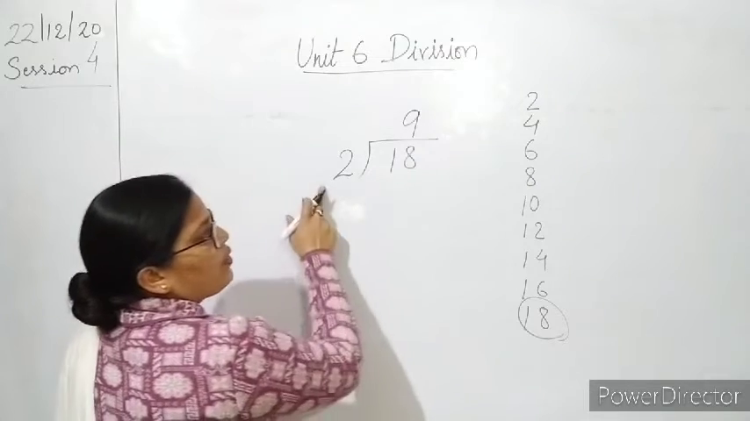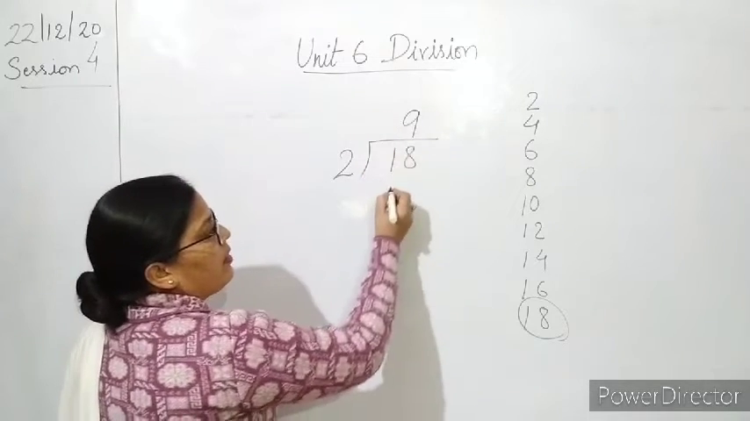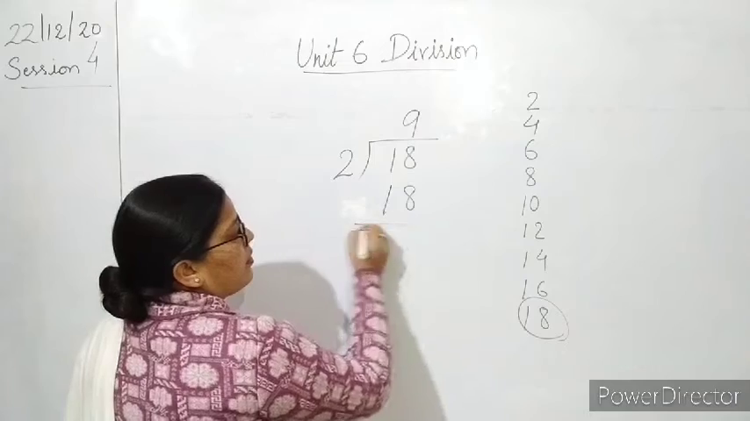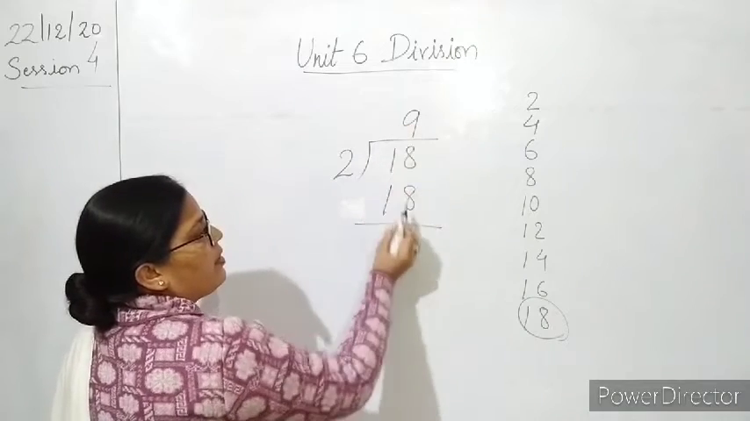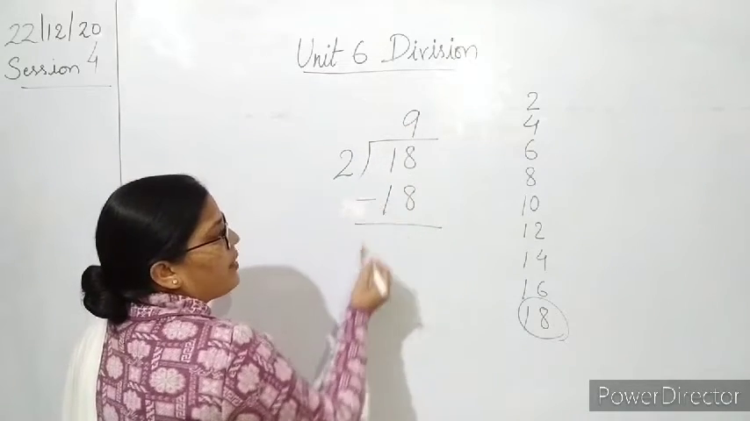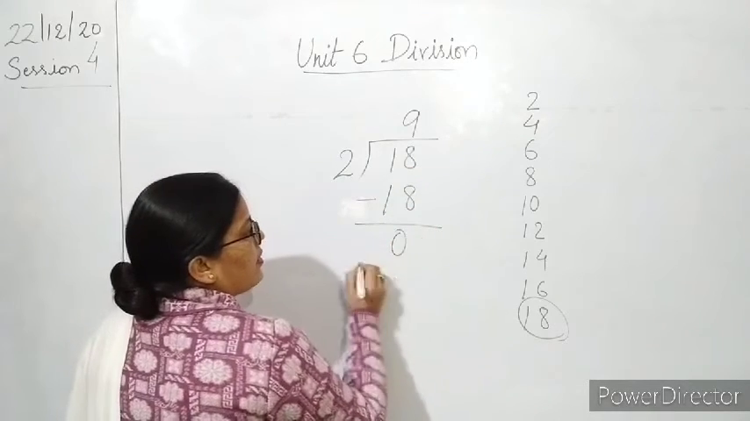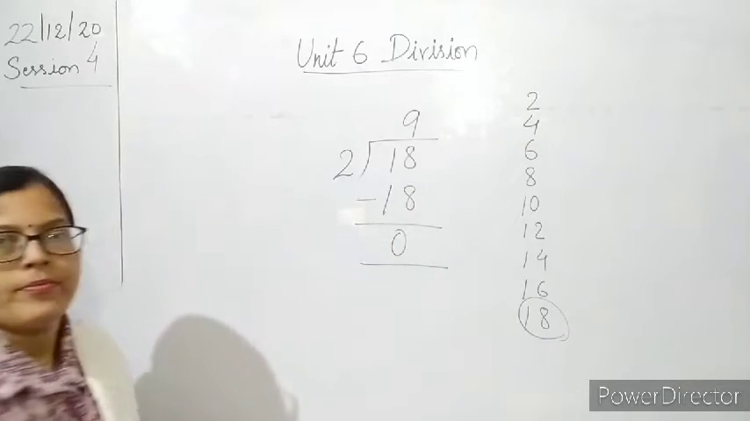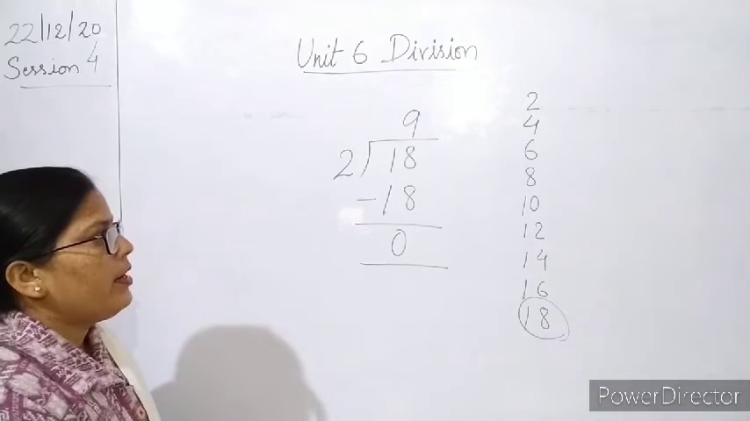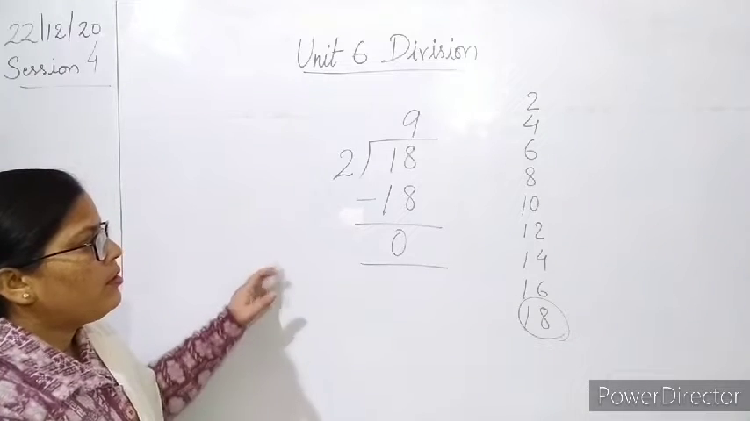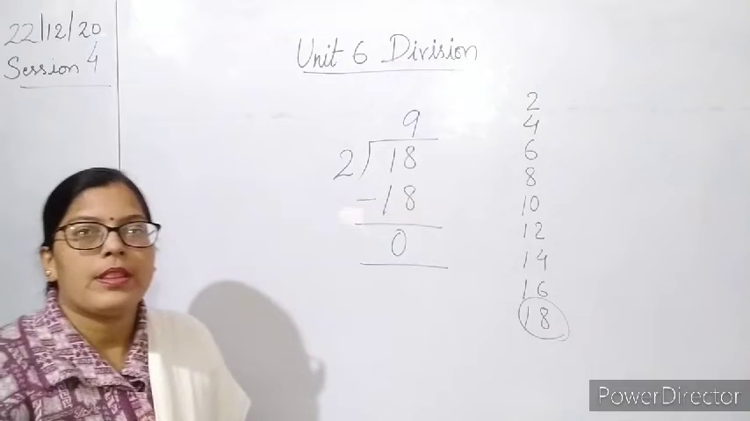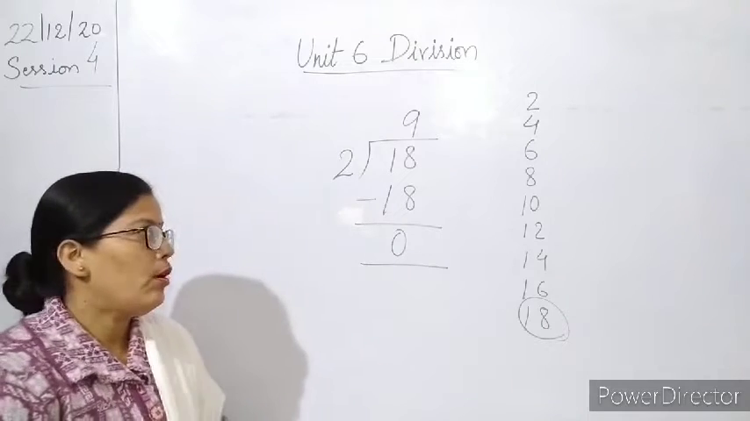So how will we write? 2 nines are 18. We'll put the sign of subtraction here and subtract this number. So 18 minus 18 is 0. Got it? So I hope now this long division method without remainder is clear to you all.